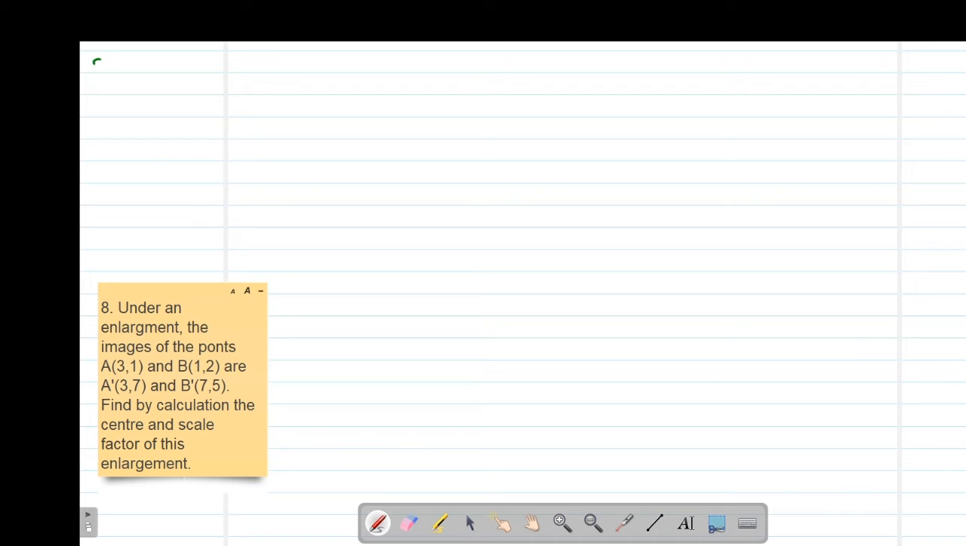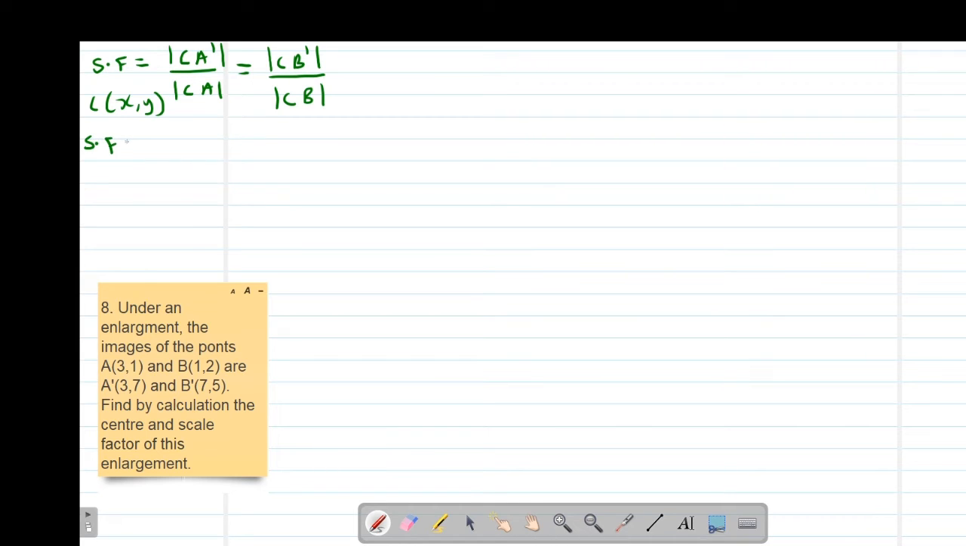So remember, if you want to find the scale factor of enlargement, if the center of enlargement is (x, y), then the scale factor should be given by the magnitude from point C to A prime, divided by the magnitude of point C to point A, that is the object, which should be equal to the distance from the center to B prime, divided by the distance from the center to point B, of course.